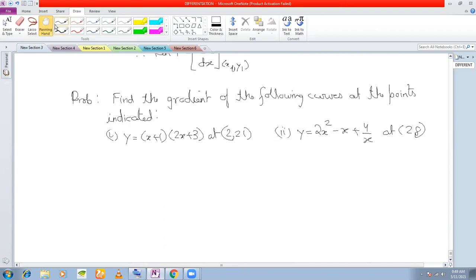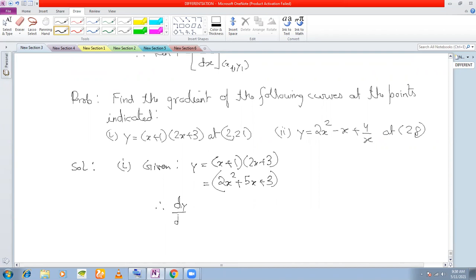Let us start with the first one. These are very, very easy sums. If you know simple differentiation, you will be able to do them. You don't need chain rules here. Given y is equal to (x plus 1) into (2x plus 3), you have to find dy/dx of this, right? You can use the u into v rule, but it is easier if you multiply this and then differentiate. So multiplying, you get 2x square plus 5x plus 3. So what is dy/dx? Can I do it directly or should I do it step by step?